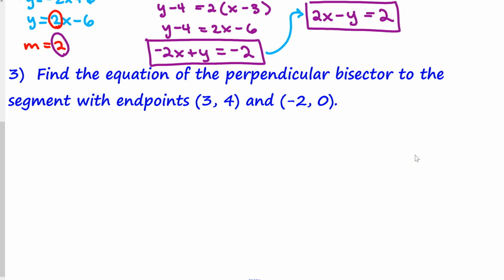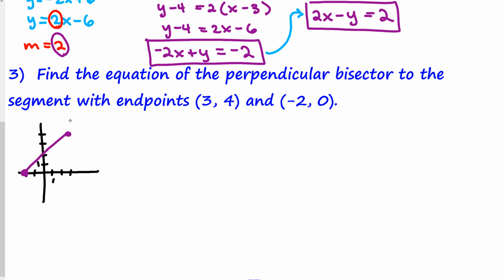Okay, so let's visualize this. I'm going to make a little sketch. We have 2 points, (3, 4) and (-2, 0). It doesn't even have to be perfectly to scale, but the more it is to scale, the easier it will be to visualize if our answer makes sense. By the way, whenever you're drawing a graph, make sure to label your scale. So (3, 4), (-2, 0). Okay, there's a segment that connects those points.